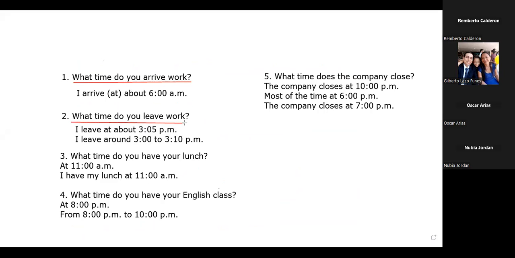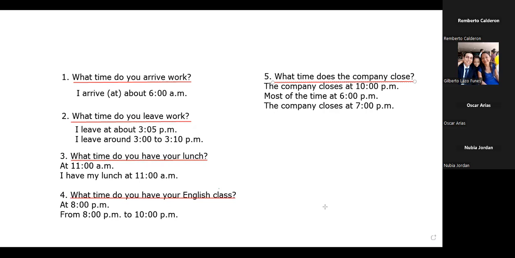Five. Question number one, what time do you arrive work? Question number two, what time do you leave? Question number three, what time do you have lunch? Number four, what time do you have your English class? And number five, what time does the company close?